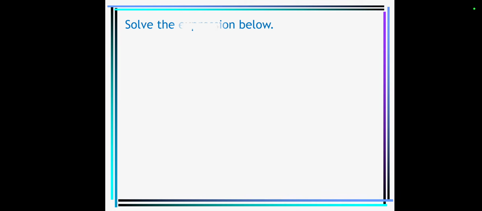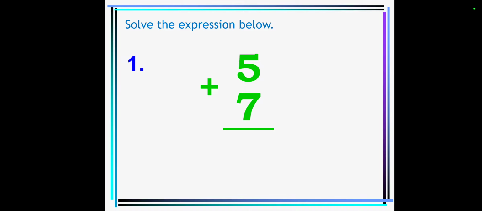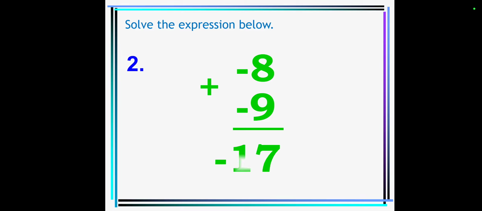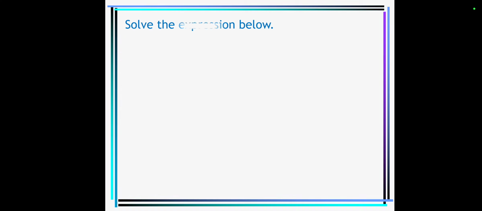Okay, let's do some practice. How about this one? 5 plus 7. Again, if there is no positive symbol, automatically that is positive. So 5 plus 7, the answer is 12. Number 2, negative 8 plus negative 9. That means you owe 8 pesos, you owe 9 pesos, that means you owe 17. Or you can interpret it as losses. You lost 8, you lost 9, then you lost 17 all in all.